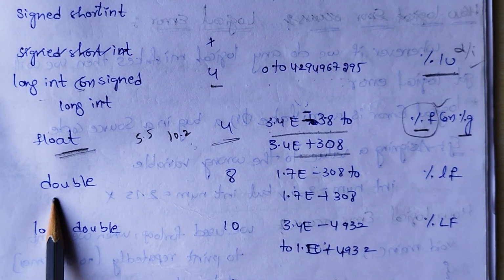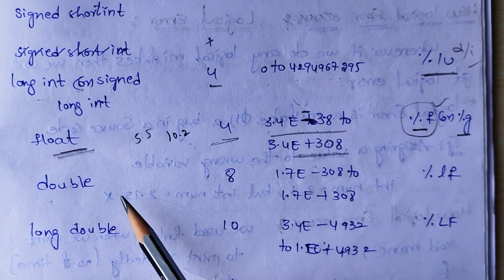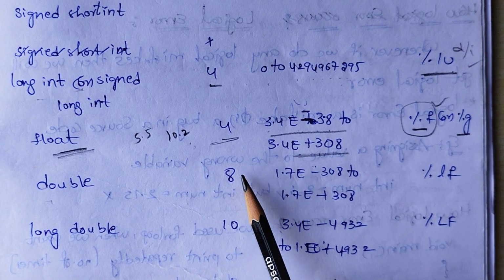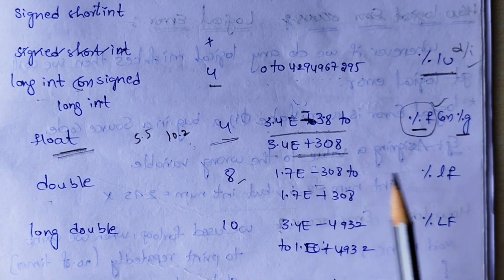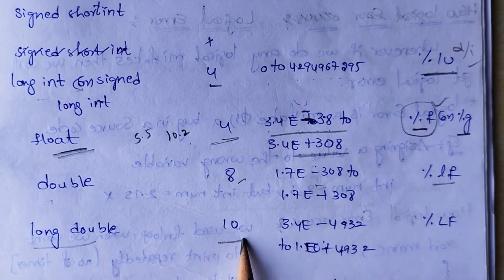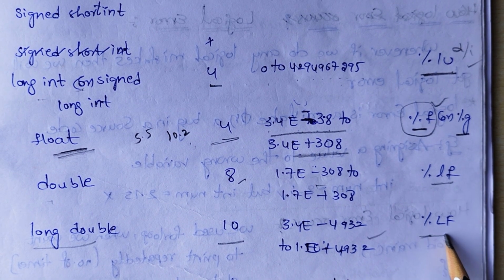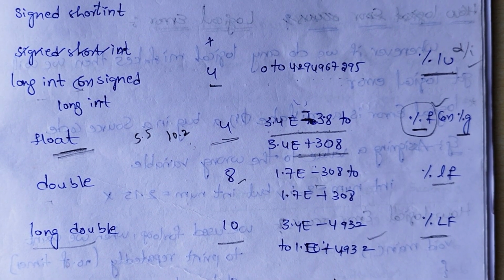And the next one is double. What is the double type? The size of double is 8. The range is given, and we use the control string percentile lf, small lf. The long double size is 10. That is the range, and we use the control string capital percentile Lf. Okay, this is about the data types.